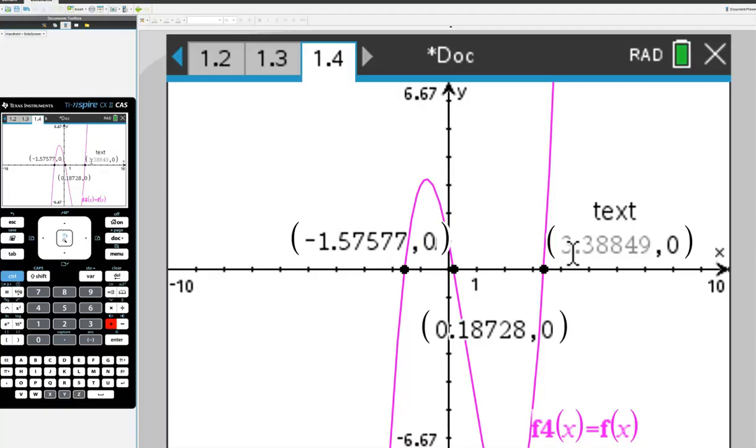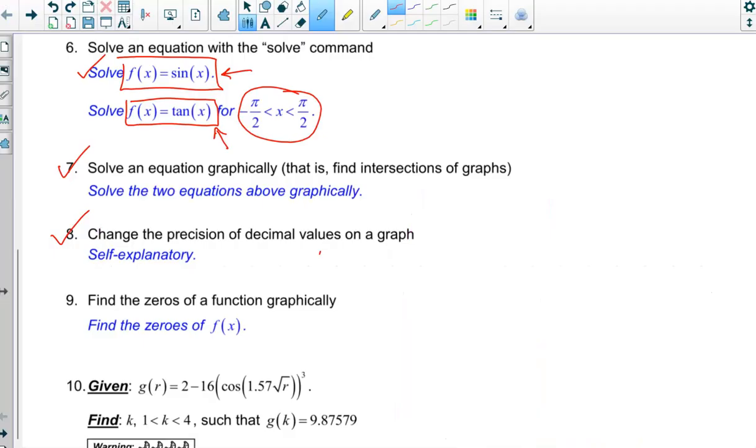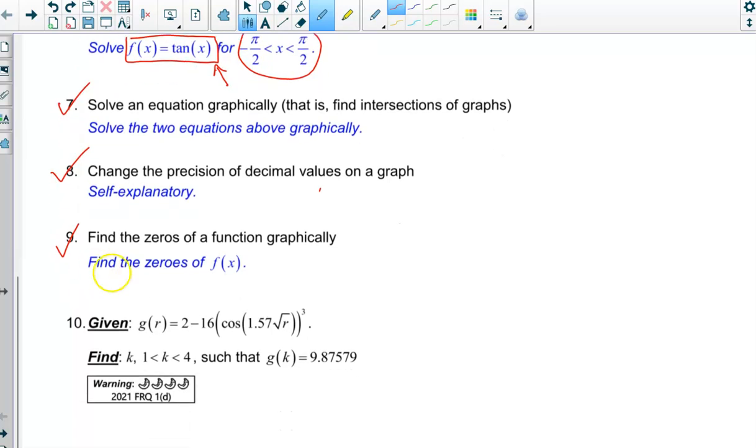Okay, let's jump back to this list of things. We've done 1 through 9, and that was all pretty easy. That hasn't taken too long. Now, warning, look at number 10. I'm given this crazy function, and then I have to find k between 1 and 4 such that g of k is equal to 9.8757. You'll notice that this is a 4-pepper problem. It was on the 2021 AP Calculus exam, FRQ number 1, Part D.